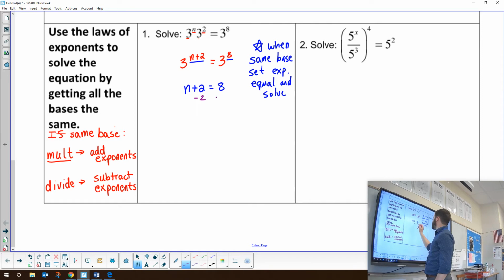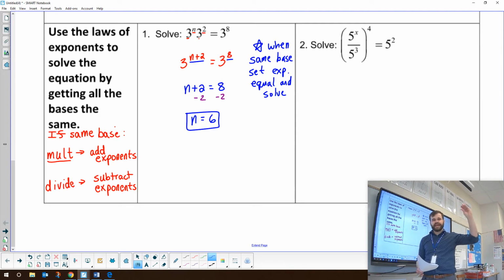I can just minus 2 to both sides and get n equals 6. So long story short, what we're trying to do is get things to where it's one simplified base of the same number on one side, one simplified base of the same number on the other side, and that way we can set our exponents equal to each other and solve a simple equation like that. Let me show you again on number 2.